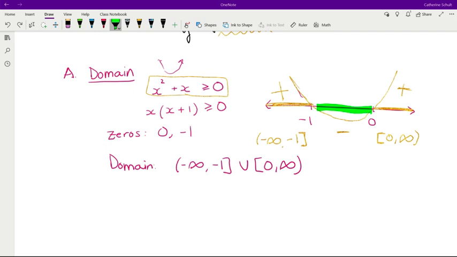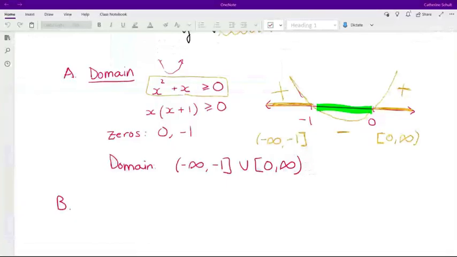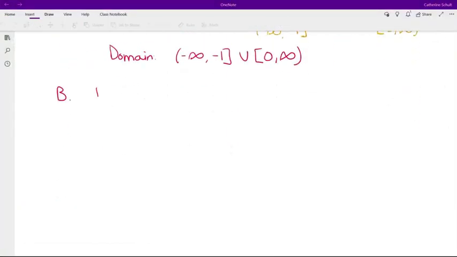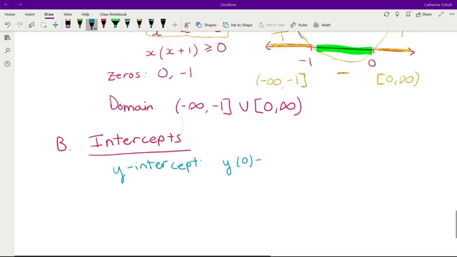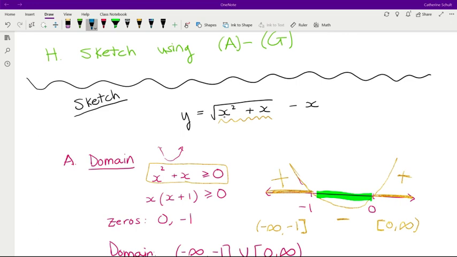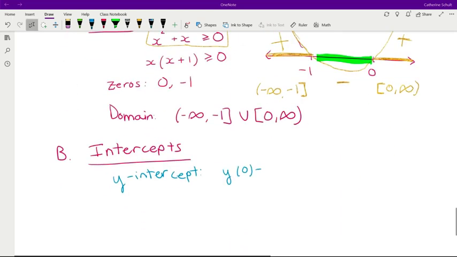So what's next? Part B is the intercepts. All right, so part B, we're going to be finding the intercepts. And there's the y and the x-intercepts to consider. So let's do the y-intercept first, because that's the easiest. We just plug in 0. So x is 0. What do we have? We have the square root of x squared plus x minus x. And if we plug in the 0, it's going to be 0 plus 0, which is 0, minus 0 is 0. So y of 0 is going to give us 0.